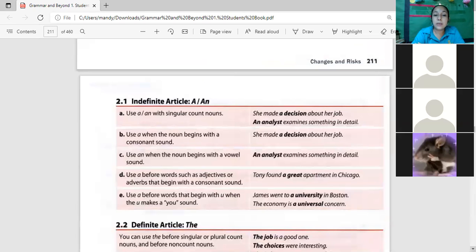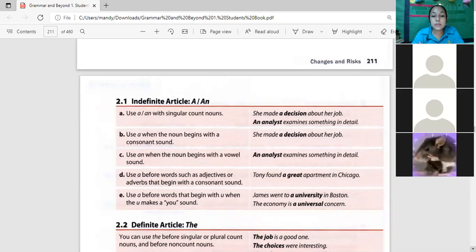Use a or an with singular count nouns. Only in singular, not plural. She made a decision, and an analyst, both are in singular. Use a when the noun begins with a consonant. Decision, this one, we have the sound of a consonant, D. Use an when the noun begins with a vowel. Analyst, in that case, the word begins with a vowel and the sound is a vowel.